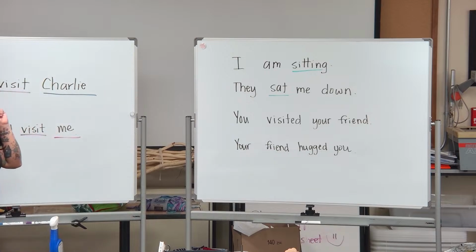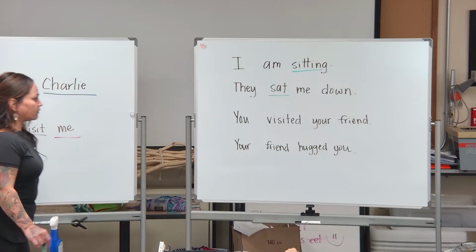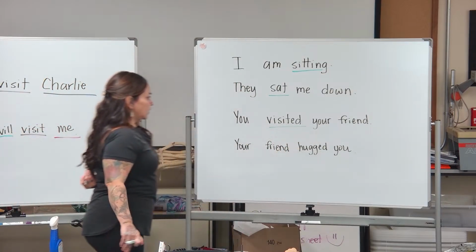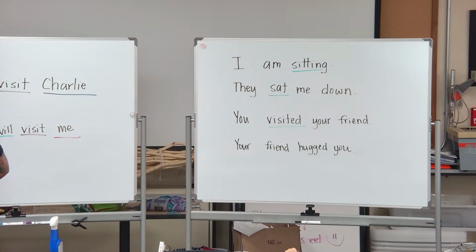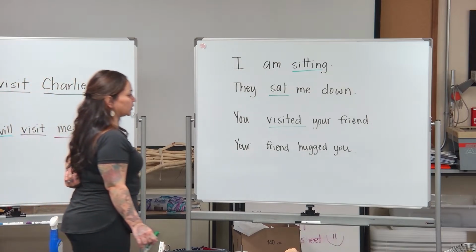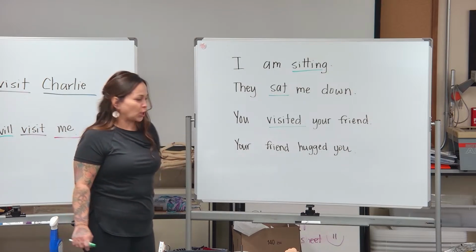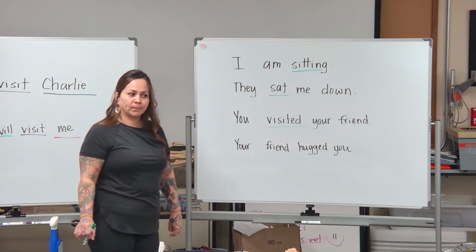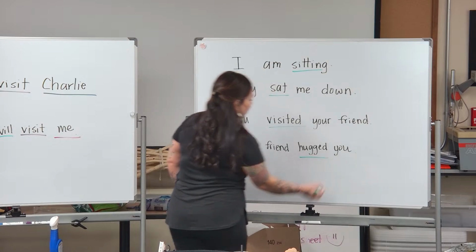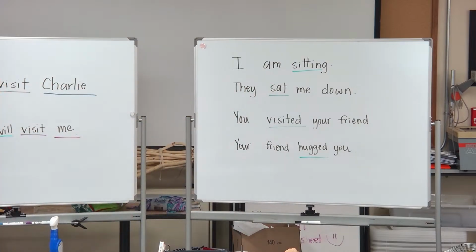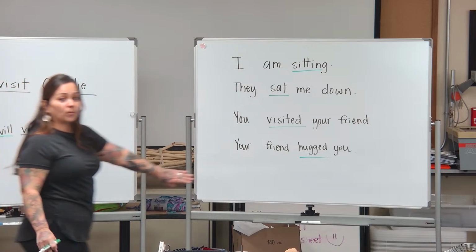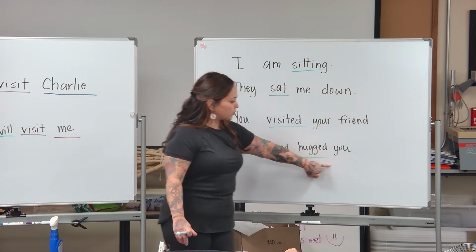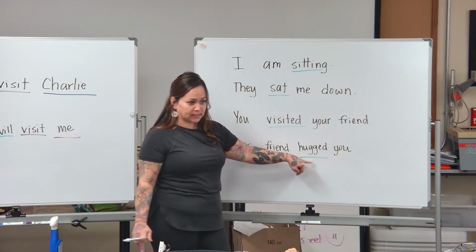You visited your friend. Your friend hugged you. So what's the verb in the first one? Visited. Who's the actor? You. And how will that be represented? Cha. Cha. Your friend hugged you. What's the verb? Hugged. Who's the actor? Your friend. And then you will be represented in that person patient ending because you are experiencing being hugged.